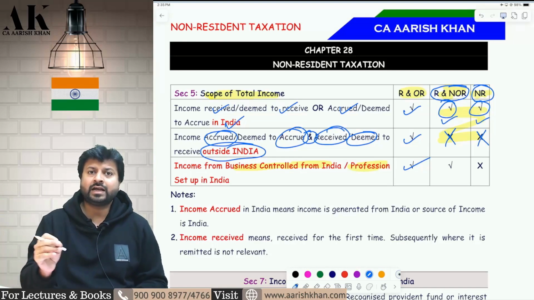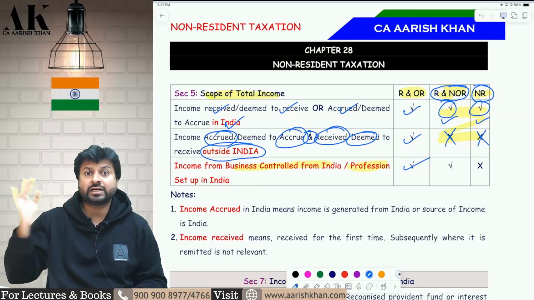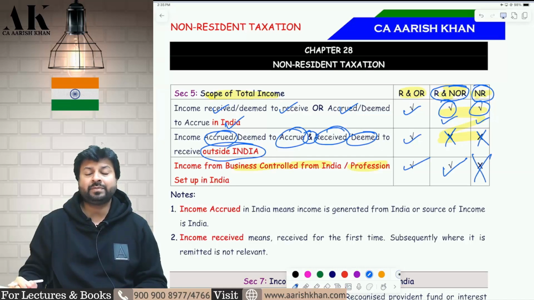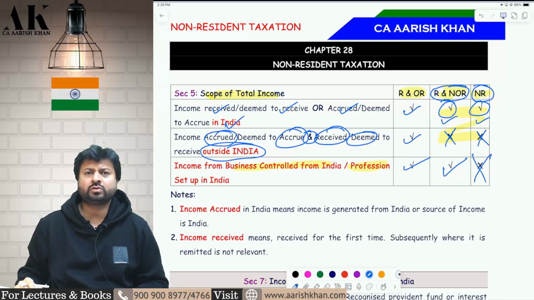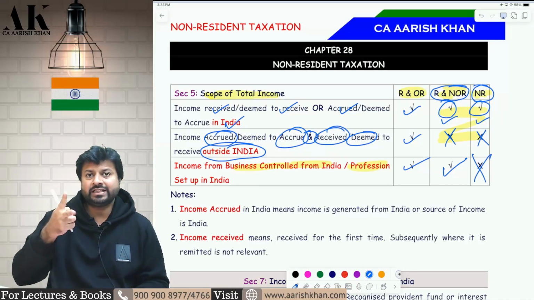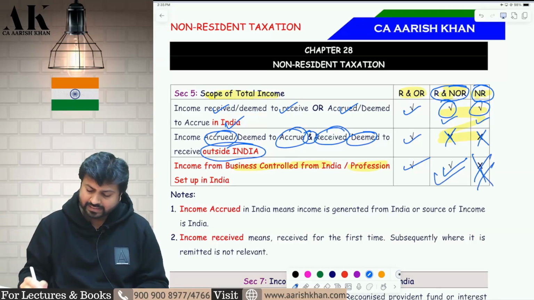But NOR and NR differ at one place. If the business is accrued outside India, but it is controlled from India, then NOR will pay tax, NR will still not pay tax. NR will only pay tax if the business is actually accrued in India or deemed to accrue in India. Just because it is controlled from India, NR will not pay tax. So here the difference starts between NOR and NR. Or if the profession is set up in India, but it is accrued outside India. Where is the profession set up? Profession is set up in India, but accrued outside India. NOR will pay tax, NR will not pay tax.